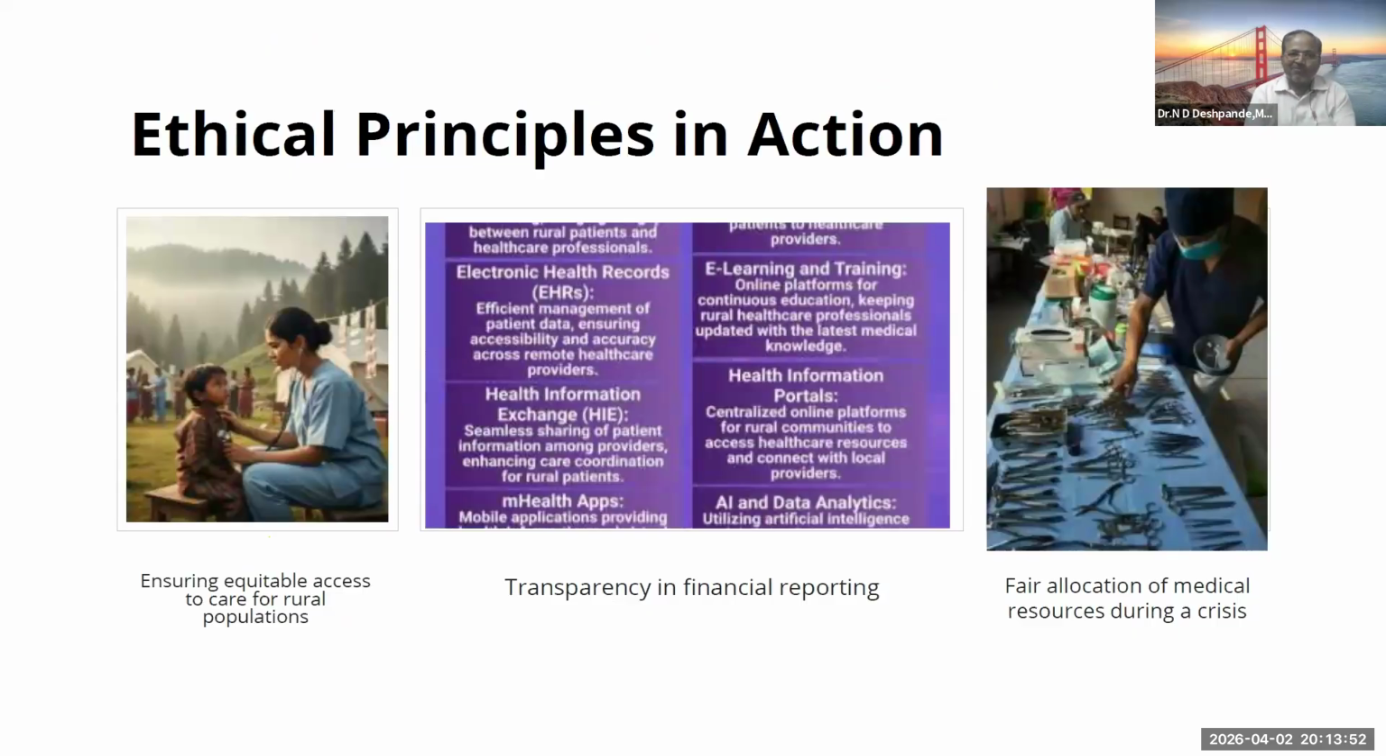Ethical principles in action. In a remote area where people cannot reach easily and there are hardships to get there, we ensure equitable access to care for rural populations. Transparency in financing, for example, electronic health records, health information exchange, e-learning and training for the people, and health information portals, and how to access AI and data analytics, is about financial reporting of what's happening through transparent models and allocation of resources during a crisis, where the budget may be limited but allocation still matters the most. These principles are more important in governance decision making.